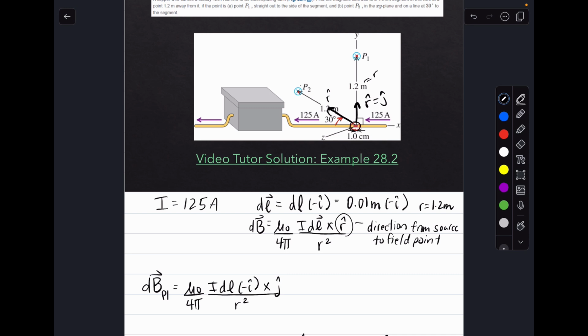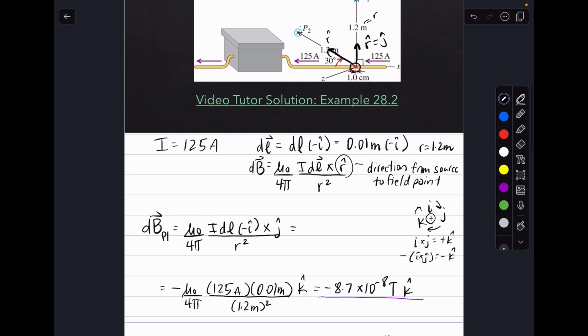So let's go ahead and perform this cross product and then plug in all of our knowns. So we're crossing negative i with j. When you cross i and j, you're going clockwise, which means you're going to get a positive k. So i cross j is positive k. But what we really have is negative i cross j, because there's a negative sign there. So our result is going to actually be negative k.